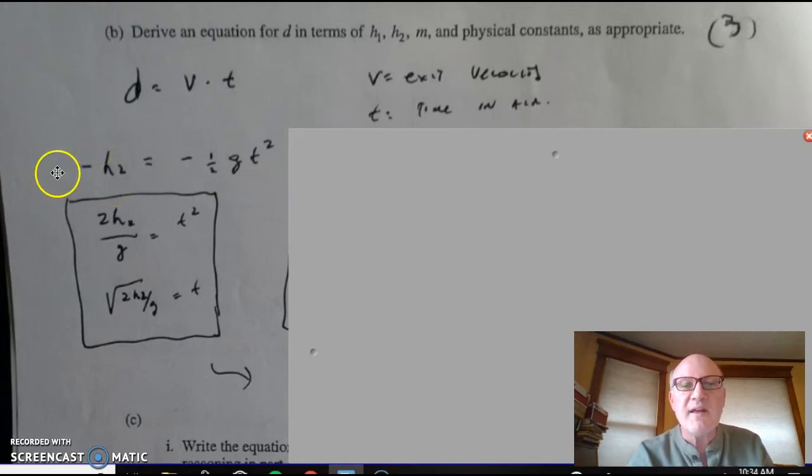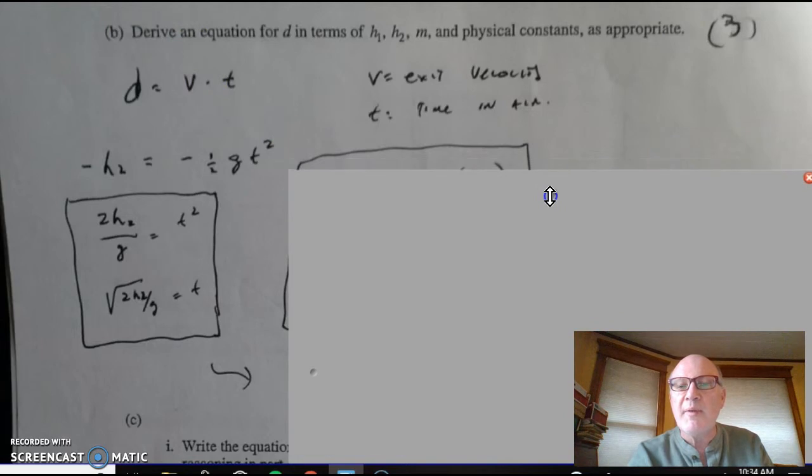The two minus signs cancel, multiply through by 2 and divide by g. We get 2h2 over g equals t squared, and so t is the square root of 2h2 over g. So that would be my expression for the time, and it's in terms of h2 and physical constants like g. So that's okay. Now I need something for velocity. I need to know what's my exit velocity.